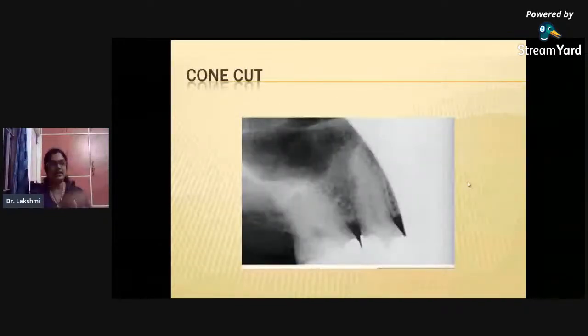Then we have the most common type of radiographic fault which happens, that is the cone cut. What happens whenever there is an area of interest and you are placing a radiograph, but the cone position, the central beam is not aimed properly in the center of the focal spot, exposed only. So that is a blank image.